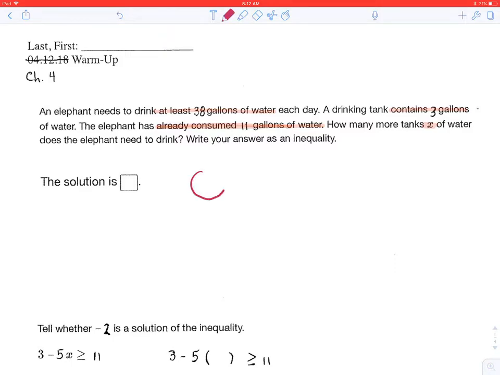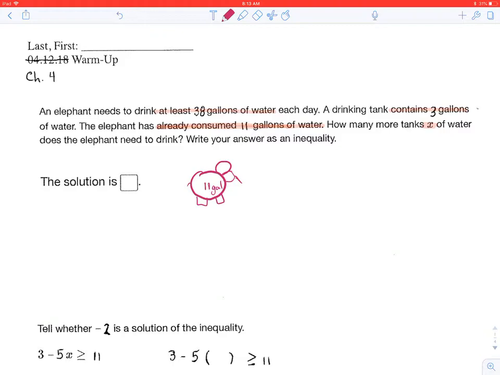So if we just think through this problem, let's see if I can draw an elephant. This elephant needs to drink at least 38 gallons of water. So the goal is that the elephant drinks by the end of the day at least 38 gallons of water. Now in its stomach, the elephant has already consumed 11 gallons of water according to our problem. So we already have 11 gallons in our elephant. But we want to get to 38 gallons, so the first step is to figure out how much more water the elephant needs to drink in order to reach his daily goal.